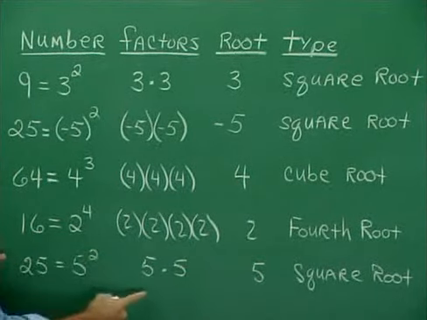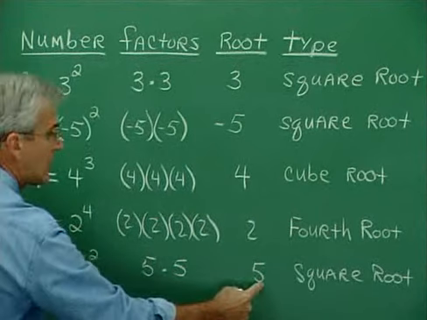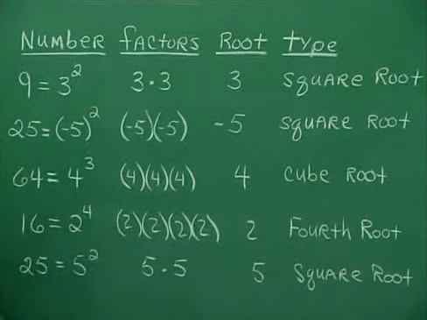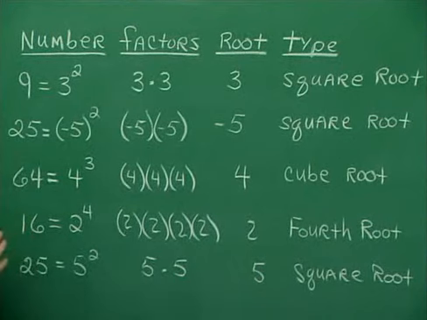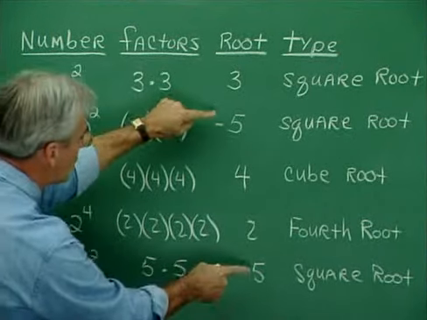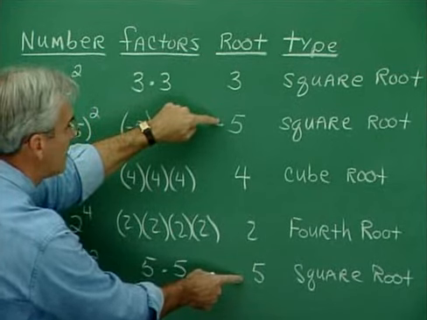25 is 5 squared. It's 5 times 5. 5 is a root. It is a square root. Now, I'm showing the 25 twice because I want to make it abundantly clear that there are 2 square roots for 25.